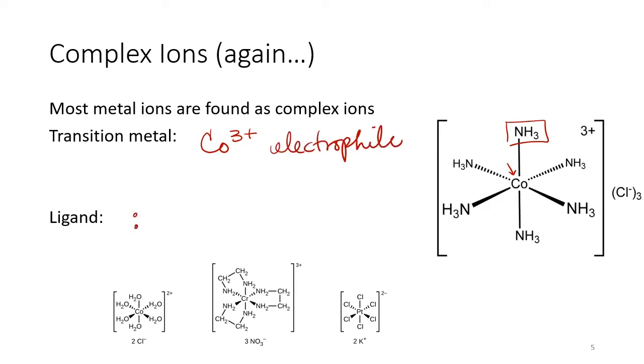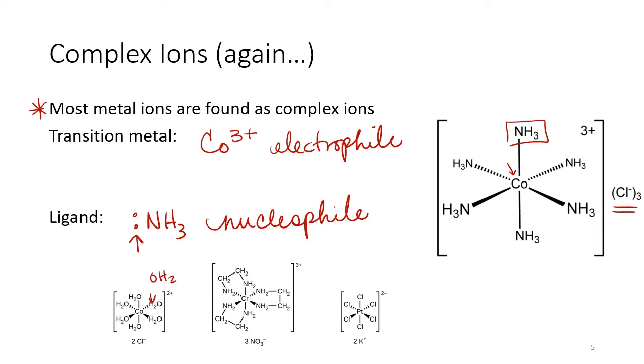And in this case, the ammonia is going to donate those electrons. It is a nucleophile. And we have to have this anion to counterbalance it. Sometimes it's written, sometimes it's not. But most metal ions are found as complex ions. For example, down here we have cobalt and water. And this is a little misleading. It should be OH2, right? Because it's the O that's donating those electrons.